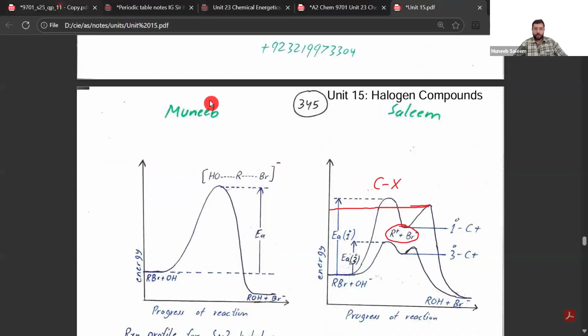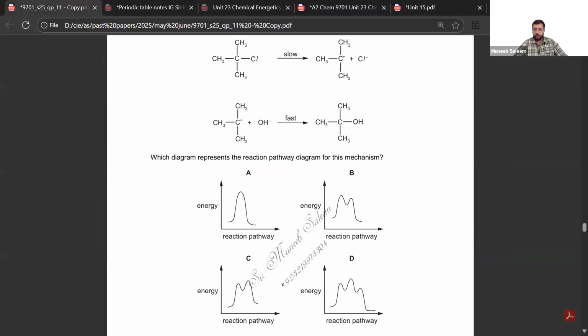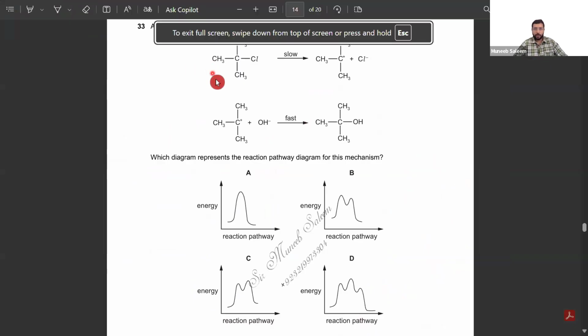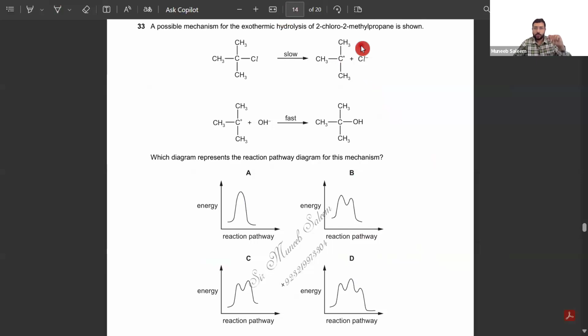Now we come back to the question and see how we can relate that graph here. The compound provided to us is 2-chloro-2-methylpropane. This 2-chloro-2-methylpropane has this structure, and this is a tertiary haloalkane. It goes through the first step, the slow step, and then the second step, the fast step, involving the combination of the ions. That means it must go through a similar type of graph. It must have two peaks, and the first peak must have the higher energy.